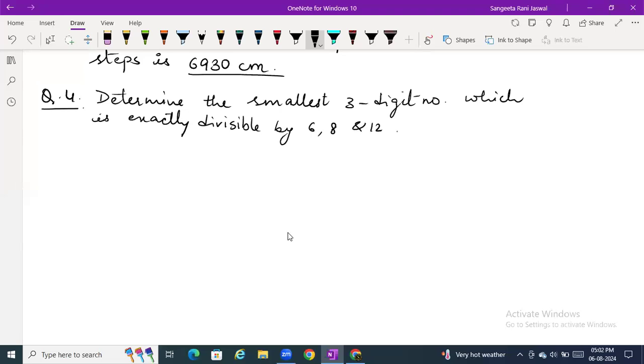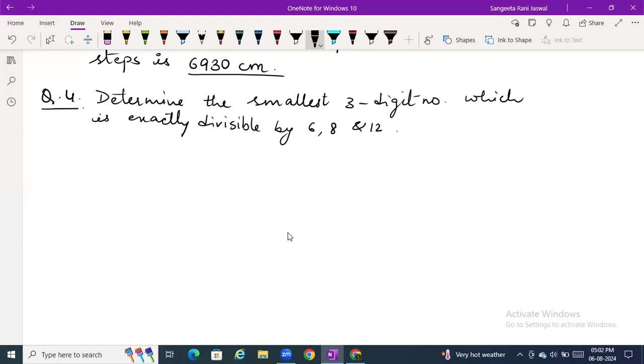Determine the smallest 3-digit number which is exactly divisible by 6, 8 and 12. So a number which is exactly divisible by 6, 8 and 12, that means you have to find some multiple of that. Ma'am, HCF. The smallest number, LCM, ma'am. LCM. Understand the question. Determine the smallest 3-digit number.